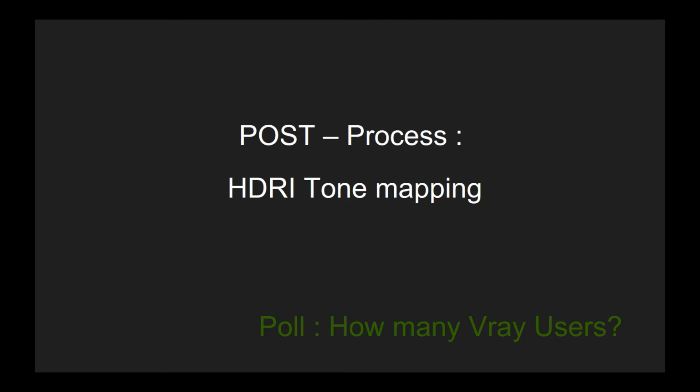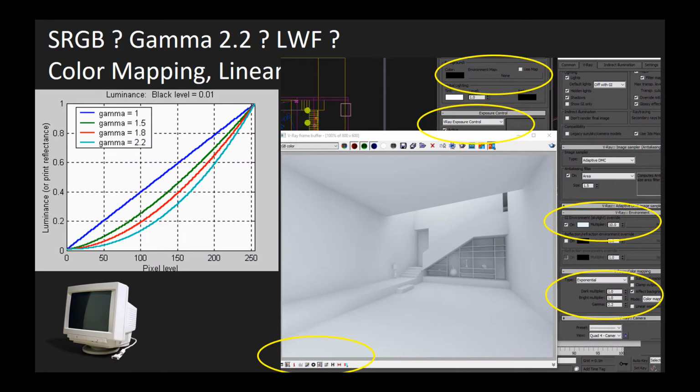The reason why, first of all, I'd like to poll this question: how many of you have used V-Ray? Are you a V-Ray user, regardless of Unreal Engine? Because if you are, I'd like to address some concepts that we are familiar with, which are this stuff. It's sRGB, Gamma 2.2, linear workflow, color mapping, exponential, Reinhard, all this stuff. So we're the ones who are familiar with the Gamma.